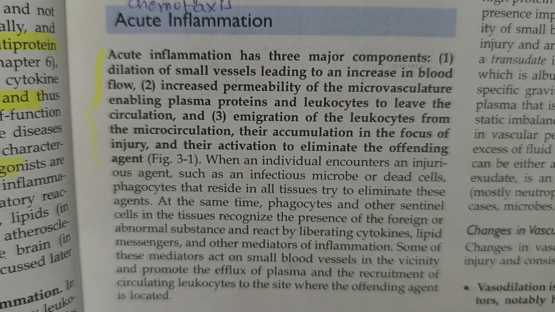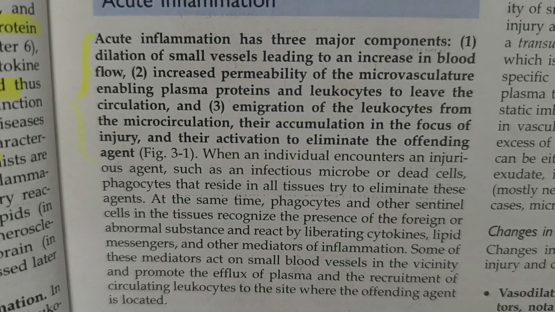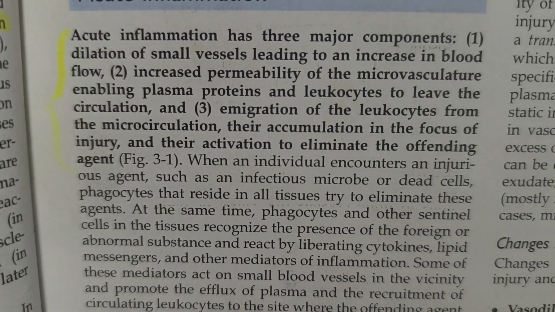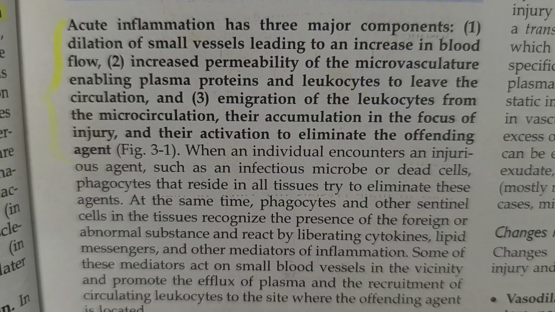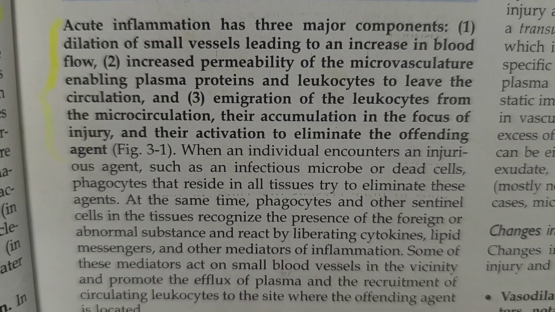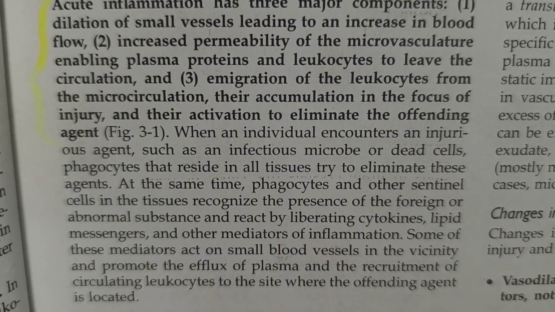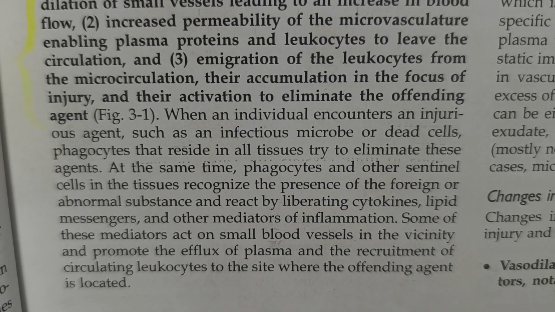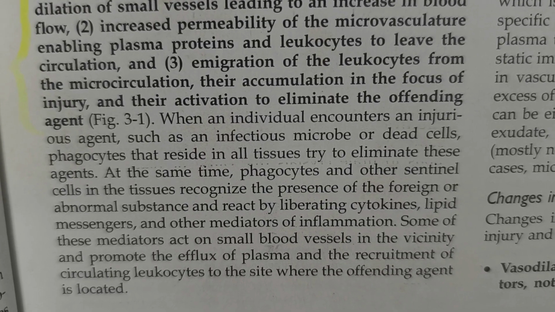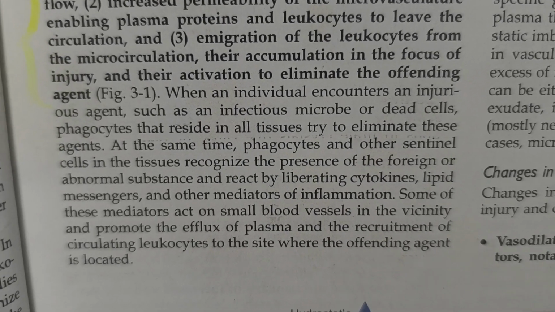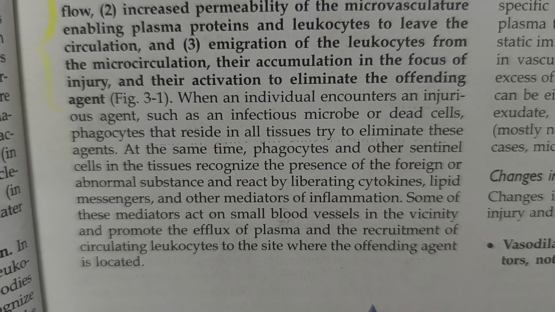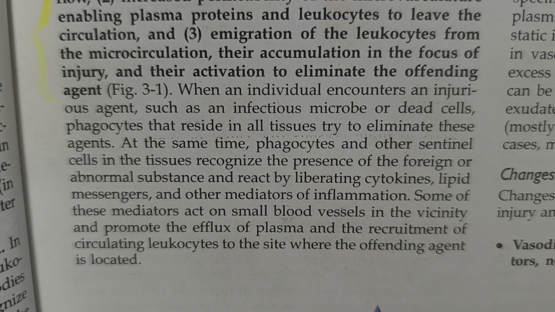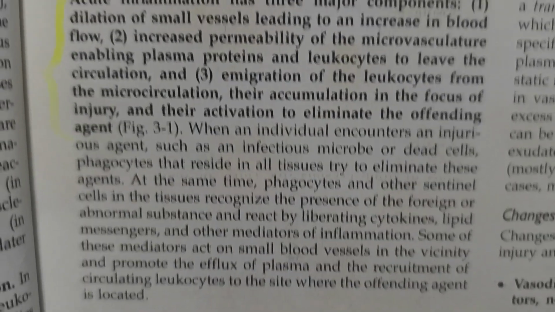Now let's see acute inflammation. Acute inflammation has three major components: dilation of the small vessels leading to an increase in the blood flow, increased permeability of the microvasculature enabling the plasma protein and leukocytes to leave the circulation, and emigration of the leukocytes from the microcirculation, their accumulation in the focus of injury, and activation to eliminate the offending agent.